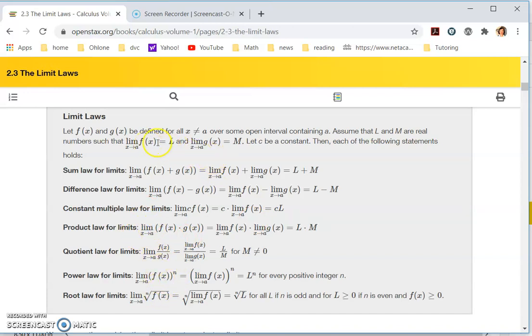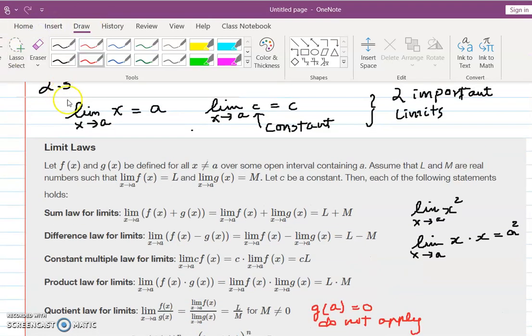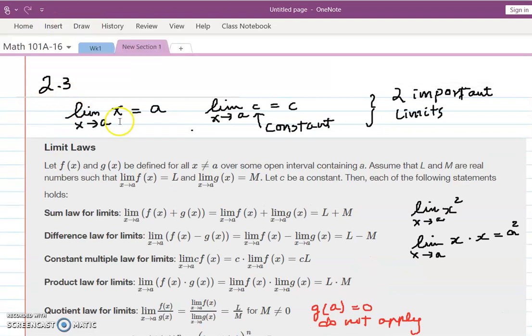But where do we have these two limits to start with? It turns out that we do have two very important limits that we mentioned at the end of 2.2. The first is the identity limit: the limit as x approaches a of the function x. Of course the function is going to approach a, so the limit is a. And the limit as x approaches a of a constant will always be that constant.